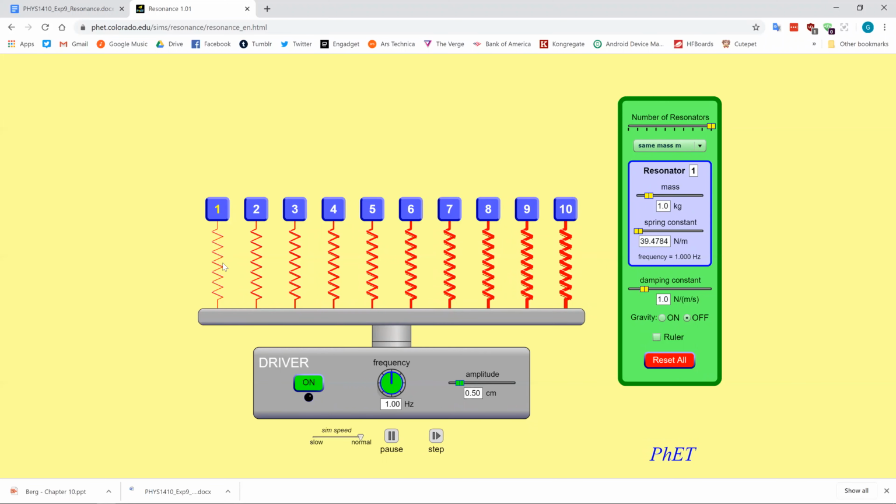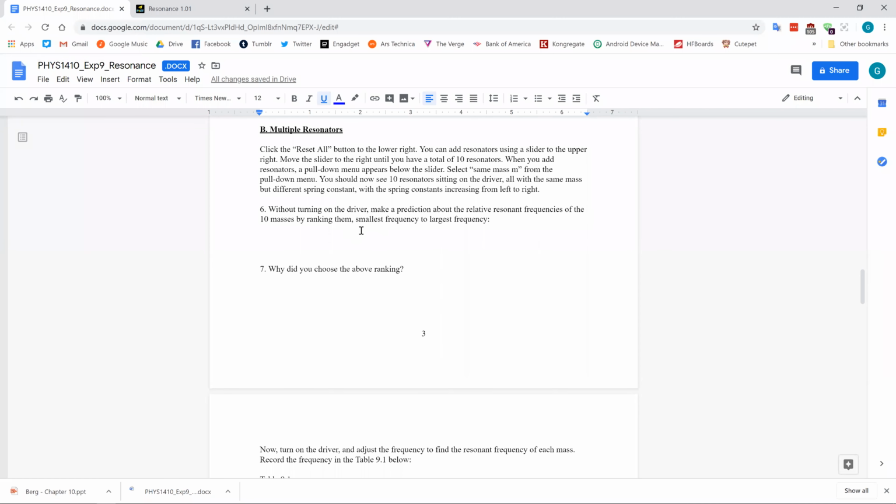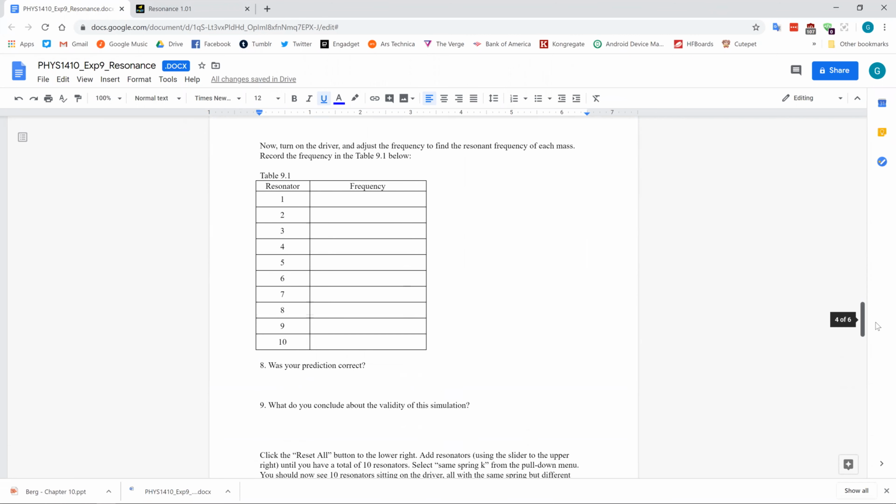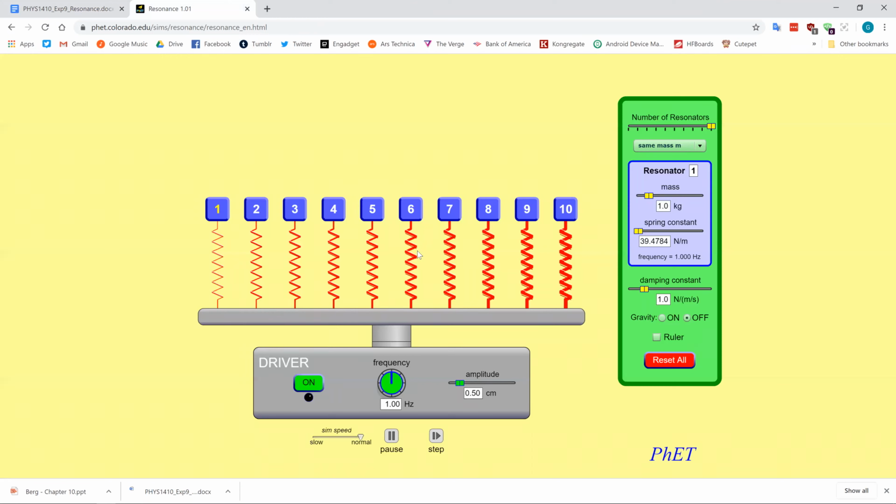So you'll make a prediction which of 1 or 10 has the lower frequency, and which has the higher frequency, because it's saying rank them in frequency from smallest to largest. And then you'll describe why you made that choice. So then what we're going to do is test your prediction by turning the resonator on.